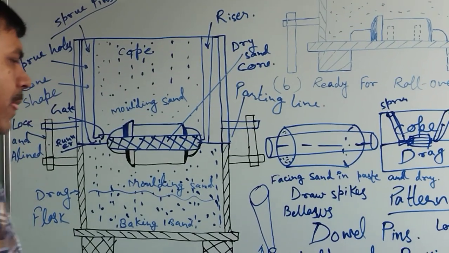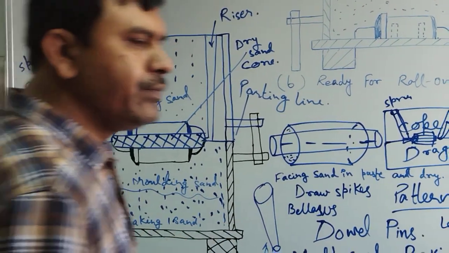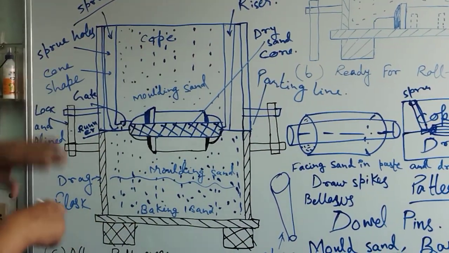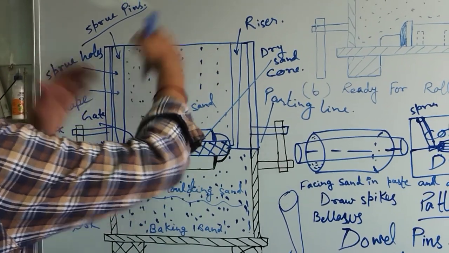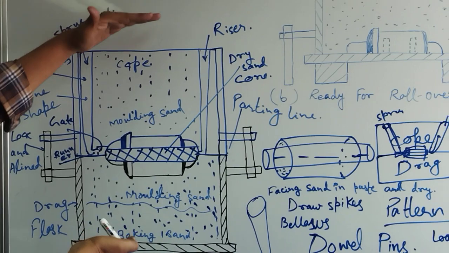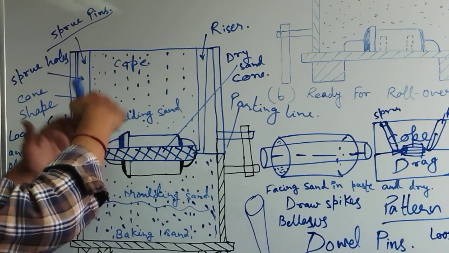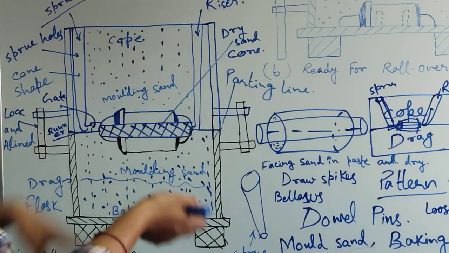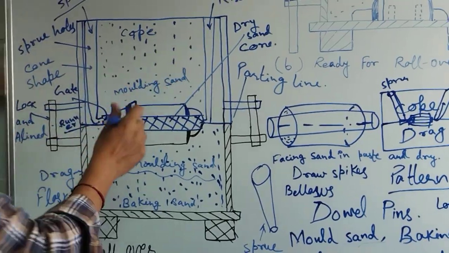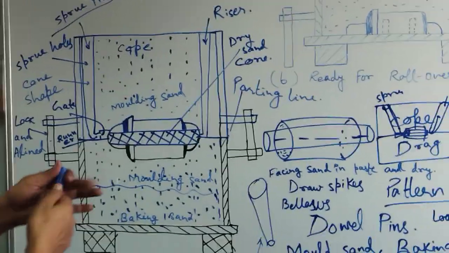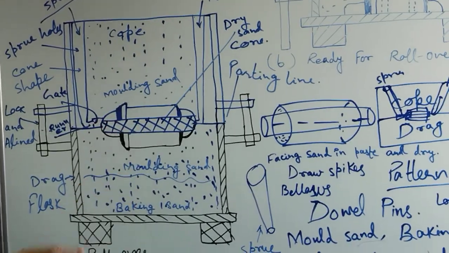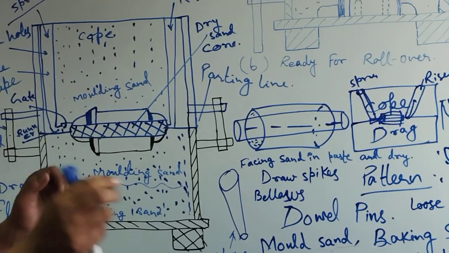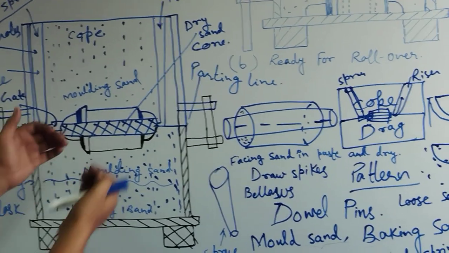We use draw spikes for removing the cope part. The cope part is placed on the drag part, then it will be opened using the draw spikes and removed by hand. The draw spike is also used for the pattern portion. Some draw spikes strike the notches part of the pattern.